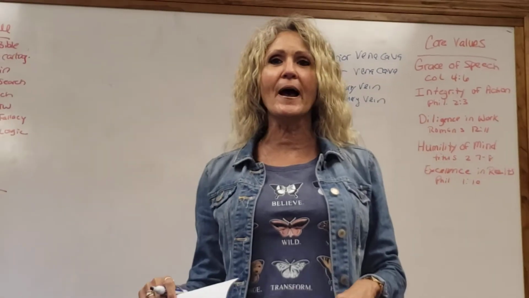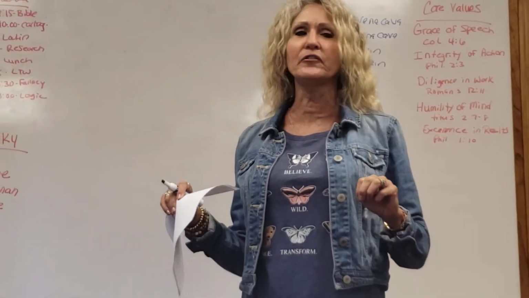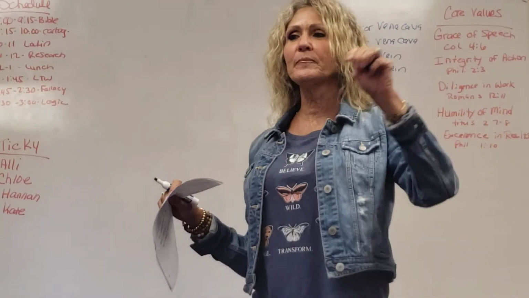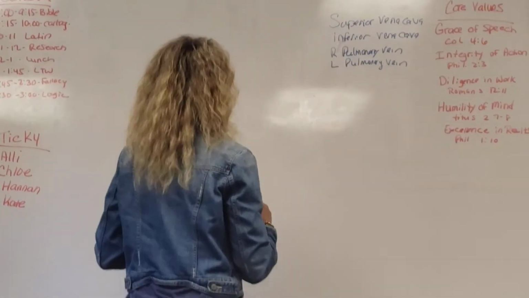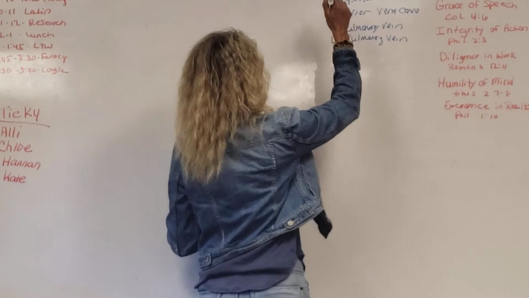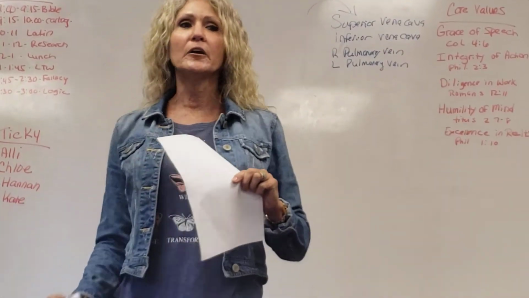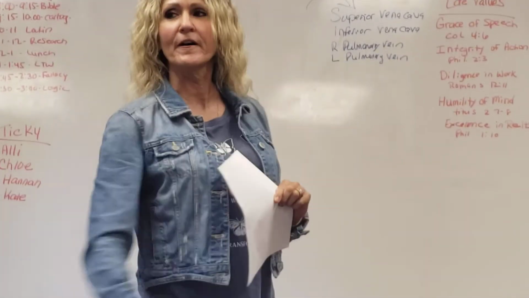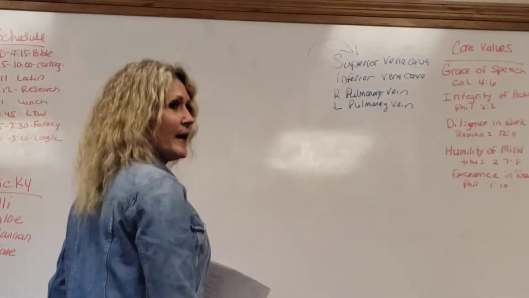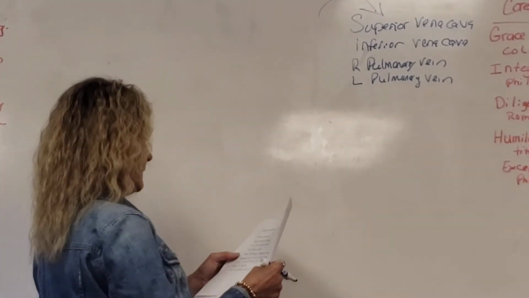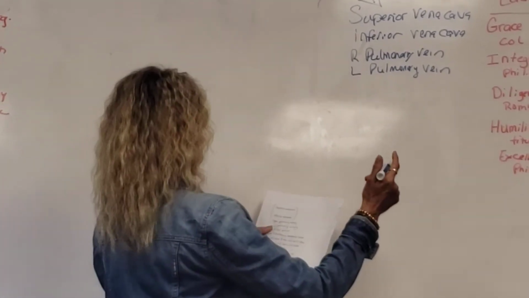What is the job of a vein? To bring blood to the heart. So our veins bring blood to the heart. We'll do an arrow. So what brings blood away from the heart? Arteries. How many arteries do we have? Two.